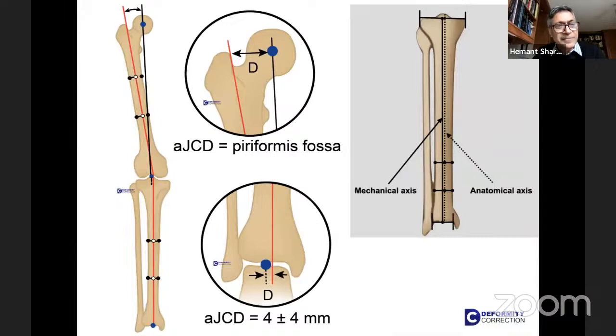If you look at the femur, there's a difference between the anatomical and mechanical axis. It's about 6 to 7 degrees between the two axes. And if you look at the tibia, for practical purposes, the mechanical axis and anatomical axis are similar, with the anatomical slightly medial, but for day-to-day practice, it's a single axis we can take.